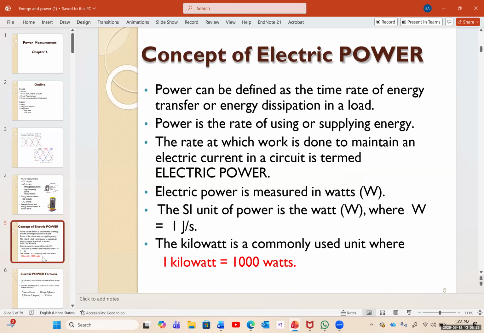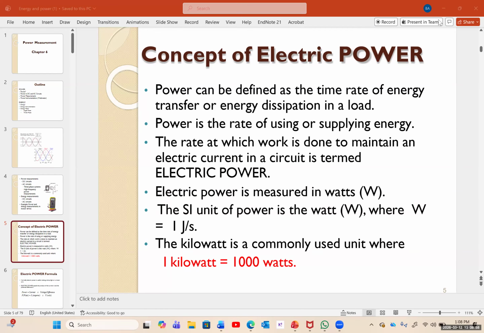But another concept that we have in electricity is energy as well. And we already know that power in an electric system is measured in watts. The SI unit is watts. And 1 watt is 1 joule per second. Another term that we commonly use is 1 kilowatt, which is 1,000 watts or 1,000 joules per second.